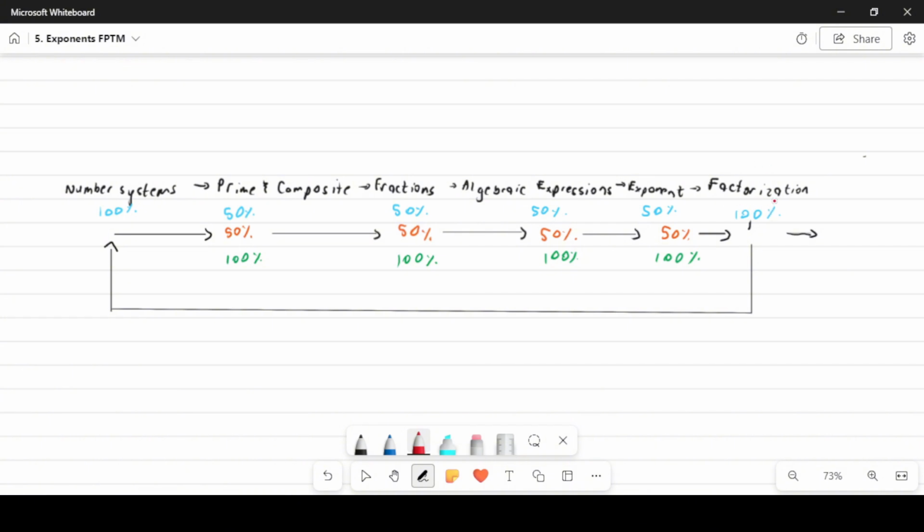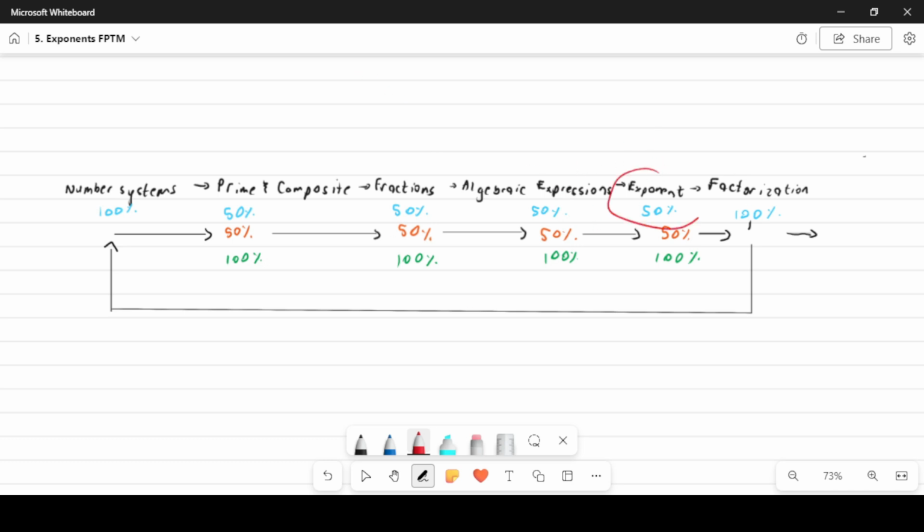After we've discussed factorization, right? So after we discuss factorization, then I can go from here, and now I can go back to the beginning. And I can start completing all of the topics fully. Right, so we can start completing all of these topics, and that's where you get your 100%. Right, so this diagram is self-explanatory. You can see exactly what I'm trying to say.